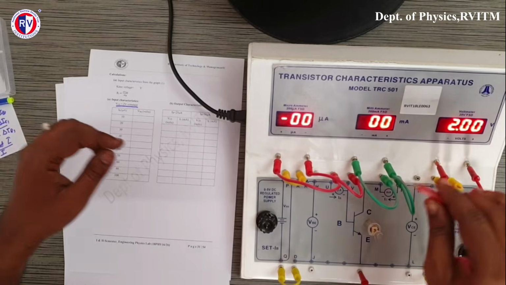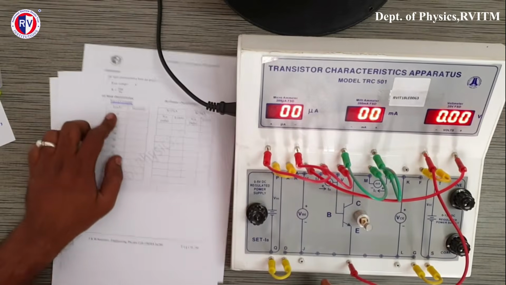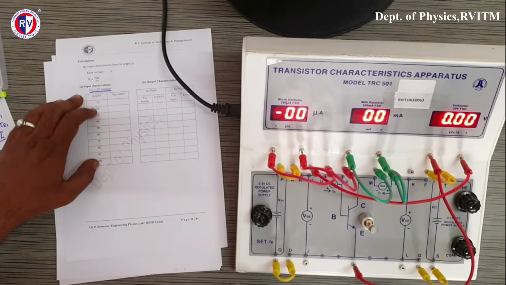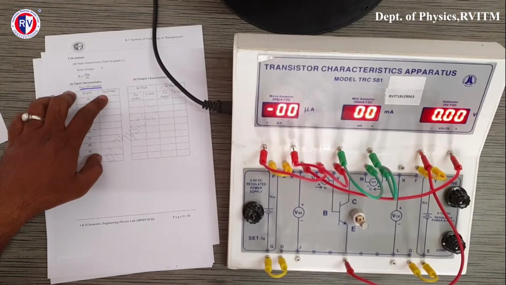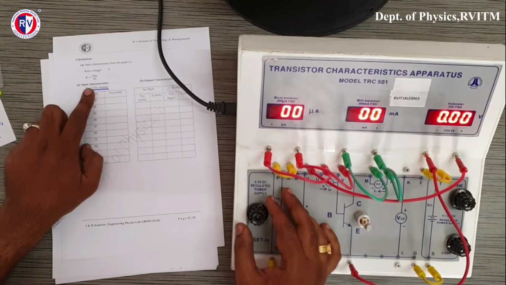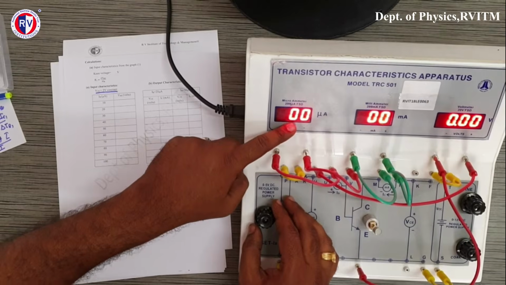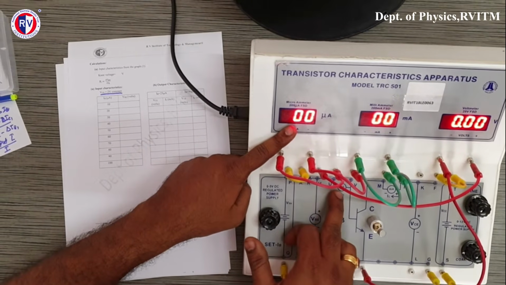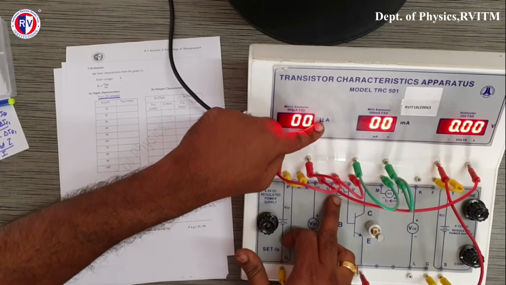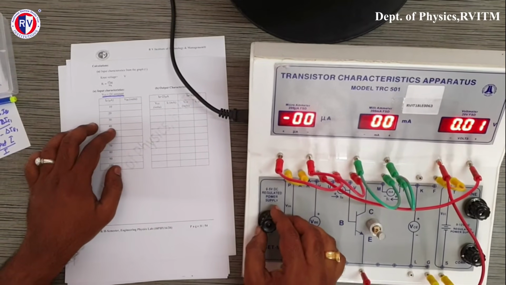So now we will study the input. I'll connect it to the VB now. Now the tabular column says vary base current from 10 to 100 in steps of 10 and correspondingly measure voltage across base emitter VBE. Since I am studying input characteristics, I don't have any job with this. Now I will use this in order to vary the IB. IB is the base current. It is in units of microamperes. So we'll vary this. Let's keep 10 now.